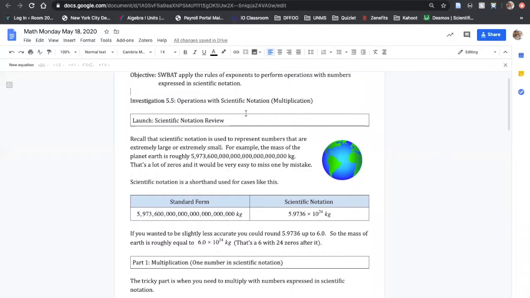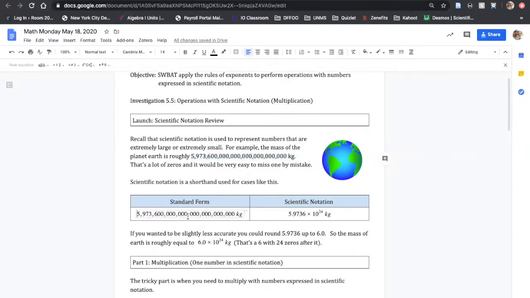So just a real quick review, right? Remember that we use scientific notation to express numbers that are extremely large and also numbers that are extremely small. So for example, if you're talking about the mass of the planet Earth, that's a very big number, right? There's a lot of zeros there, and if you were typing it out, there's a good chance that you could end up missing some of the zeros if you weren't careful. So in situations like that, we use scientific notation.